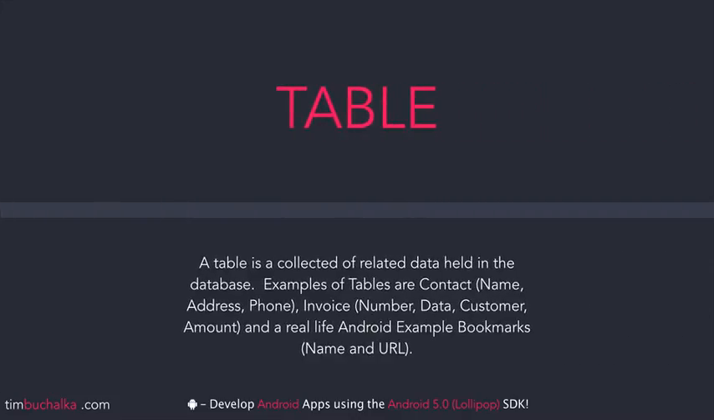What is a table? Well, a table is a collection of related data held in the database. So think of a contact table, for example, that stores the name, address and phone number of perhaps your customers. Or what about an invoice table that records the invoice number, the date, the customer name and the amount of money that the invoice was for. Another real life example, on an Android device, using the standard browser that's built into Android, bookmarks, the name that you assign to a bookmark and the URL are actually stored in a database.